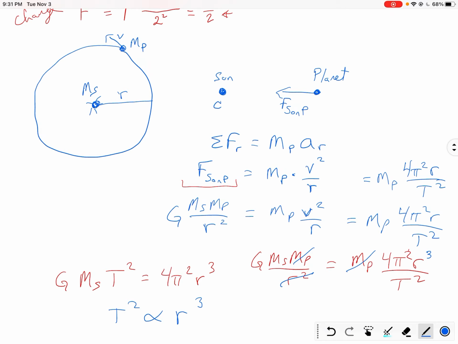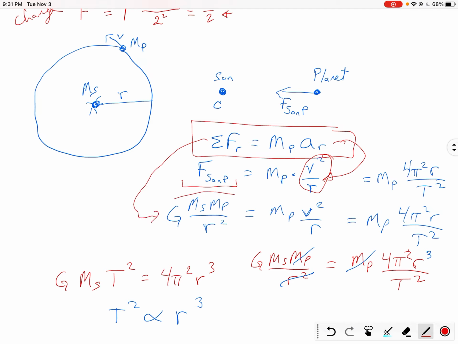And where do we get that from? We simply got that by starting with Newton's second law for radial motion, for circular motion, recognizing that the radial acceleration has to be equal to v squared over r, and that the one and only force is generated by the universal law of gravity. Okay, that's it.